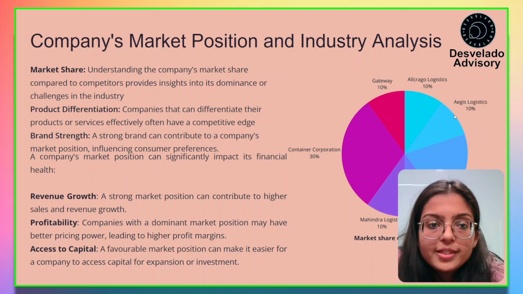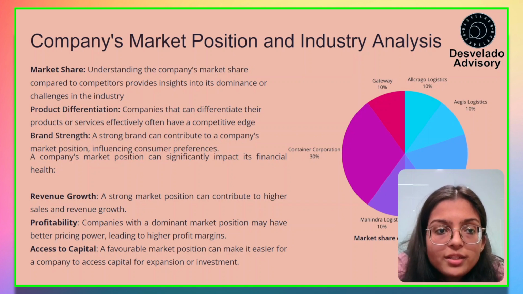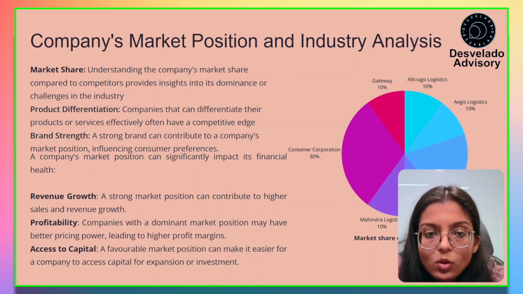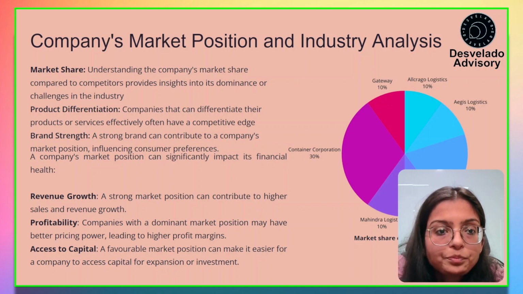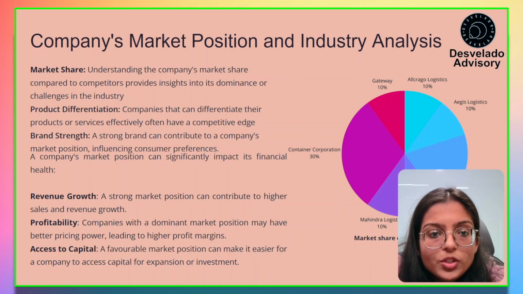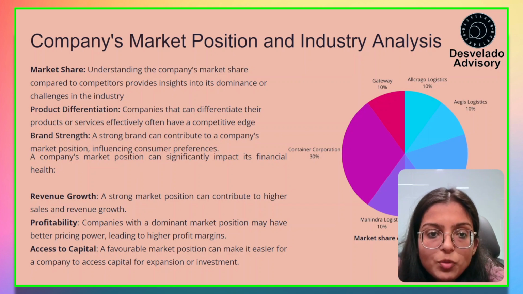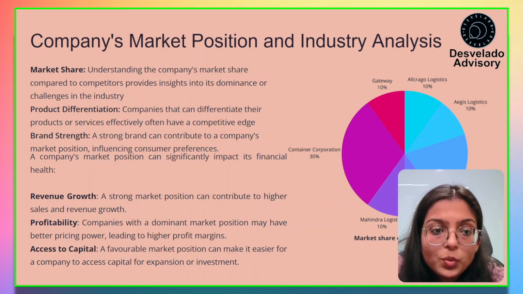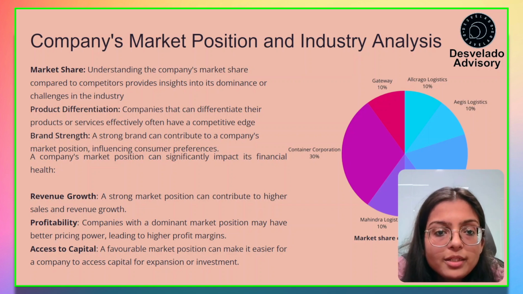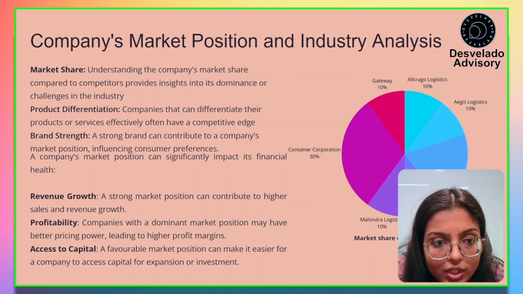Product differentiation. This means that companies that can differentiate their products or services effectively often have a competitive edge. And brand strength. A strong brand can contribute to a company's market position, influencing consumer preferences. So consumers would like to go to a brand which is famous and which is known. So brand strength also plays a major role in the company's market position. A company's market position can significantly impact its financial health.